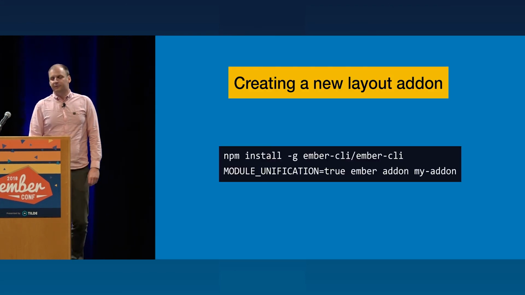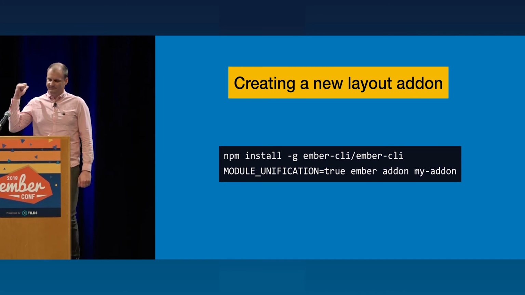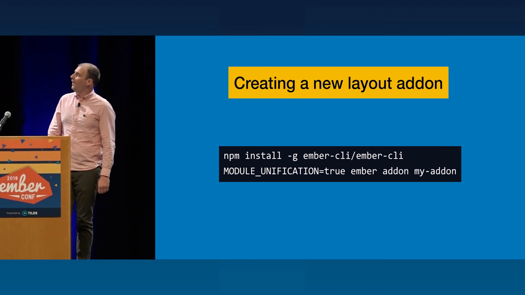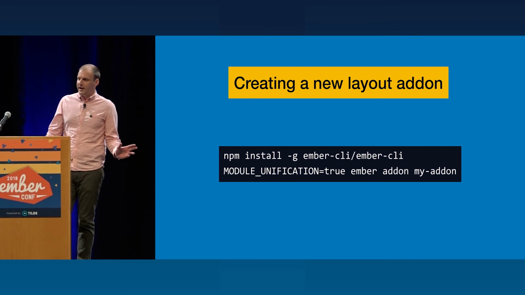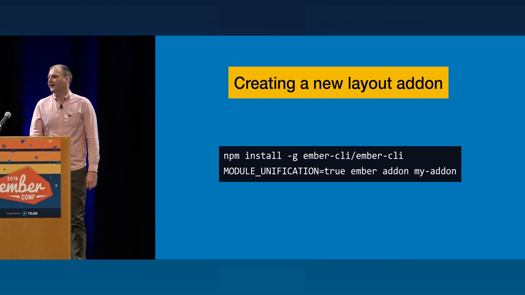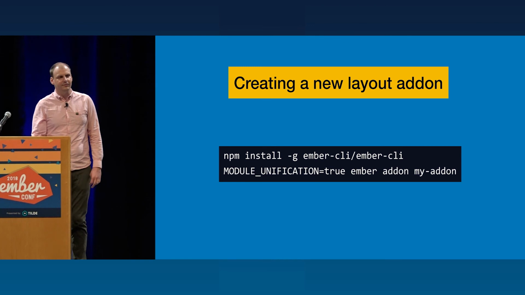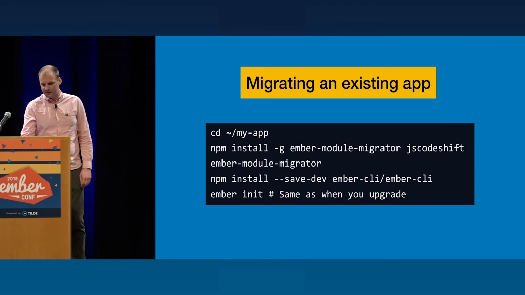The other thing that you can do is generate an add-on. This is something that Miguel Camba actually picked up and shoved across the finish line this week. So thank you. It works the same way. You can take your add-on, it creates a source directory, you can install it into a Module Unification app and play with those namespaces if you want to toy around with that stuff and see what it looks like.